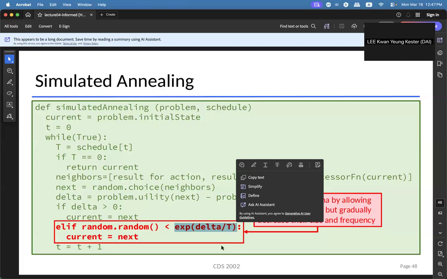We use this as the threshold, and we are essentially controlling the threshold of doing a bad move. If the temperature is bigger, then the threshold is bigger. If the temperature is smaller, then the threshold is smaller. And you may ask, Professor, why don't I use the temperature as the decision factor?